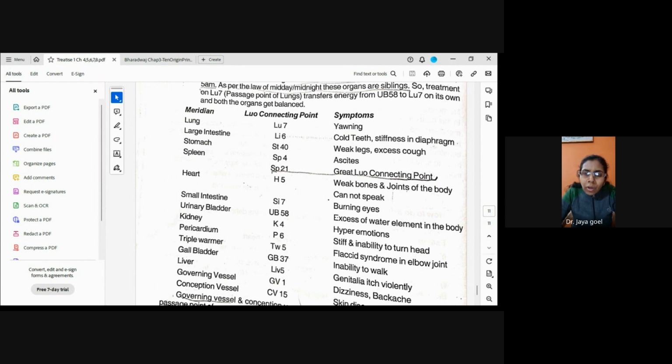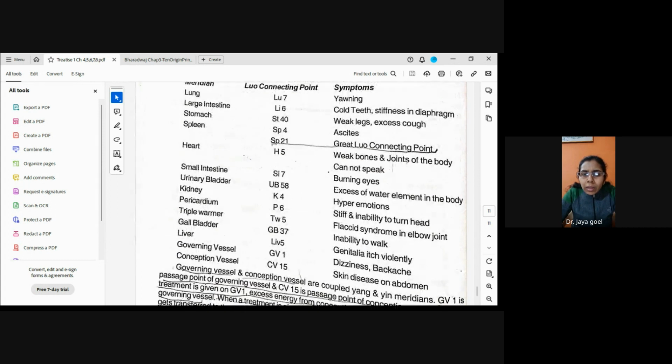It will take energy from the large intestine, so for large intestine, we give the treatment for cold teeth and stiffness of the diaphragm. ST40: weak leg, excess cough. Spleen: ascites. SP21 is the great Luo connecting point.